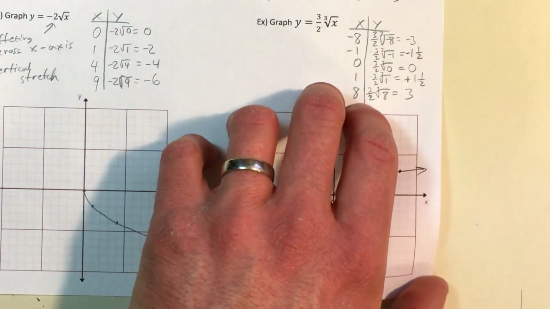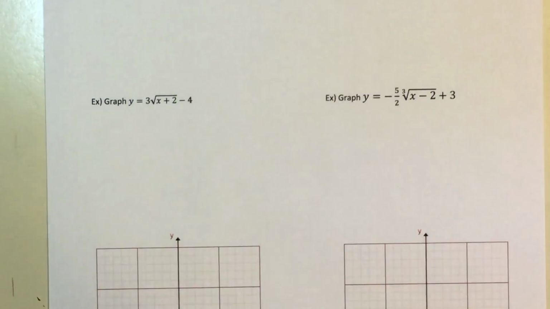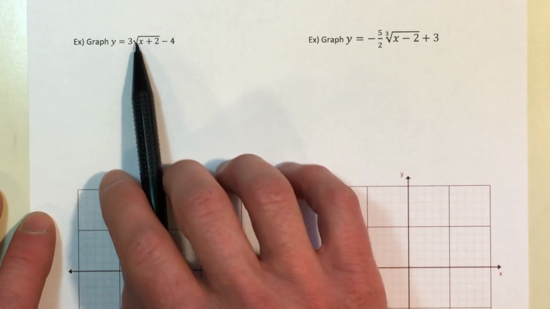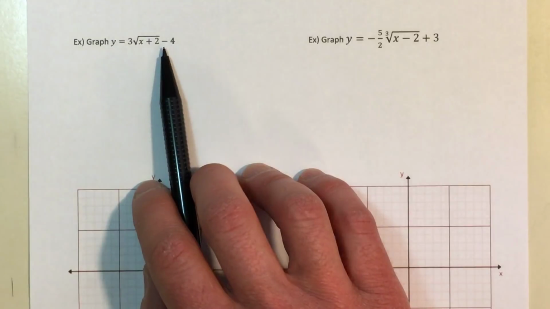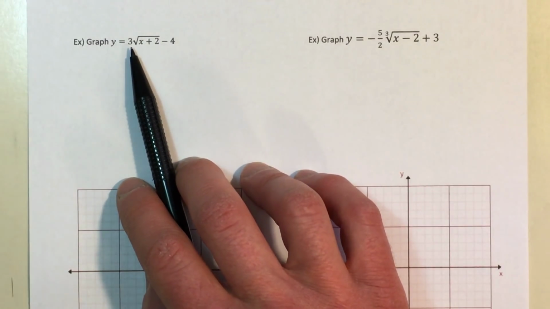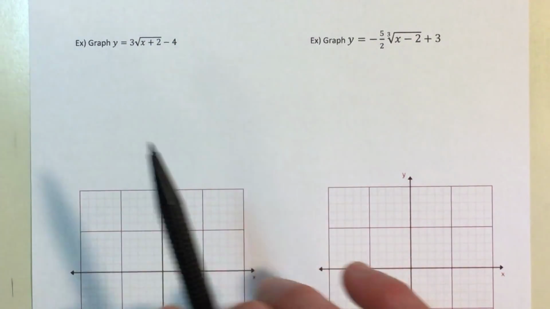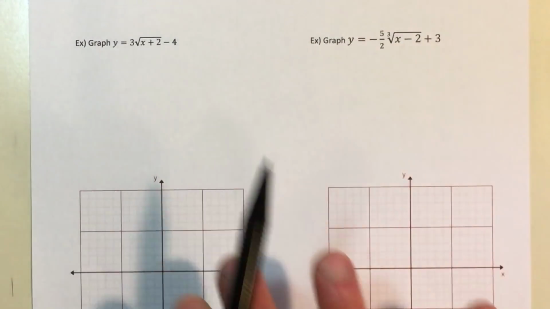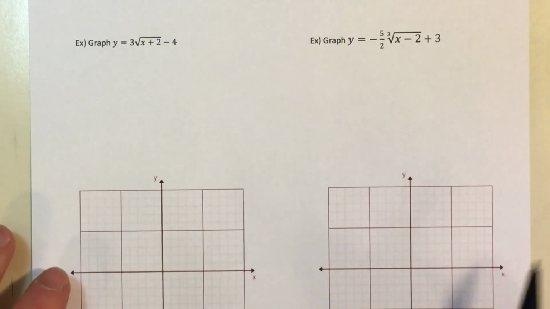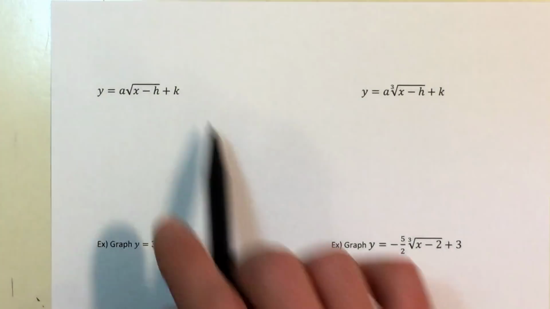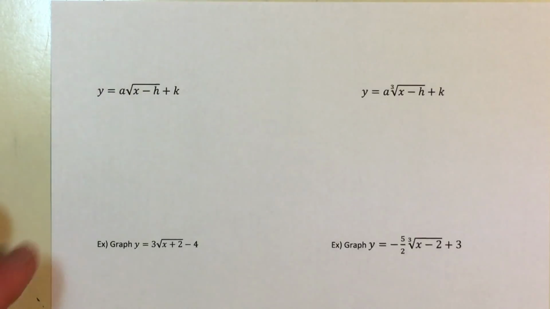Okay, now let's get to some translations. Oops, let me get this other hand out here. All right, notice our next two graphs, we've got some more things involved here. We've got some addition and some subtraction, as well as multiplication with our parent graph, okay? Now, what's going to happen is the adding and subtracting are going to be shifting left, right, up, and down. Now, before we do those, let's summarize all the different transformations that we can have up here at the top with a general equation here.